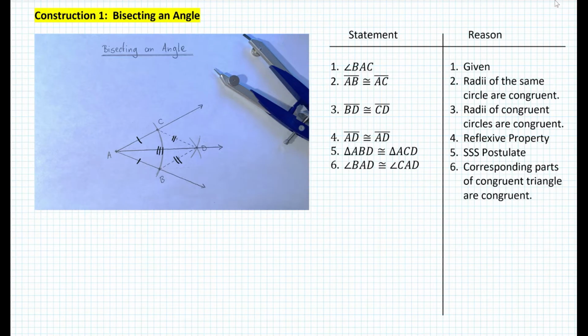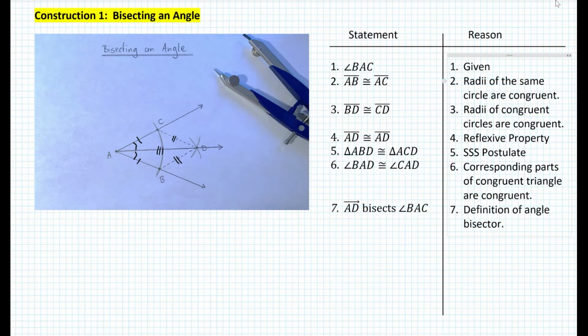Namely, angle BAD is congruent to angle CAD. And we can denote that in the diagram as well. So we have these two angles to be congruent. And the reason is, again, corresponding parts of congruent triangles are congruent. So what that means is that ray AD is now an angle bisector.